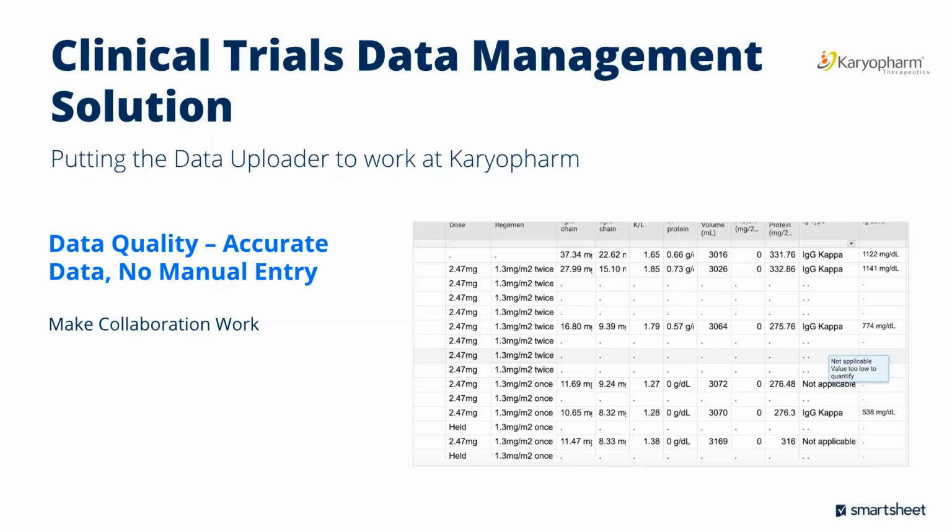So by eliminating any potential errors that we're going to make on our end doing manual entry, Data Uploader takes the data that's from our EDC system, takes it out, puts it into Data Uploader. I don't have to worry about the accuracy of it. I don't need to go back and do more than a spot check just to make sure everything is where it needs to be.